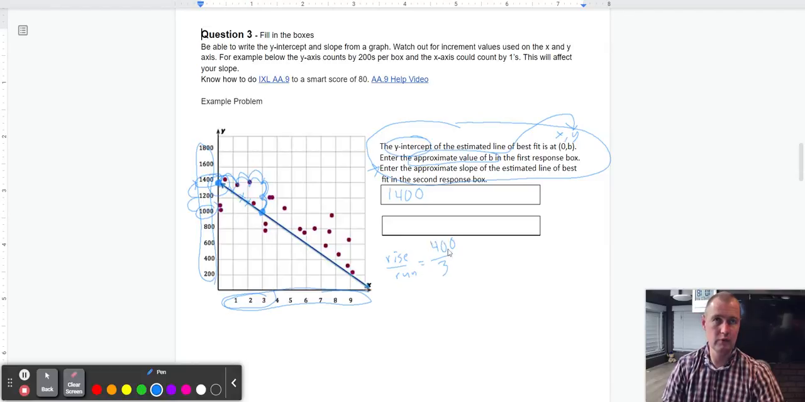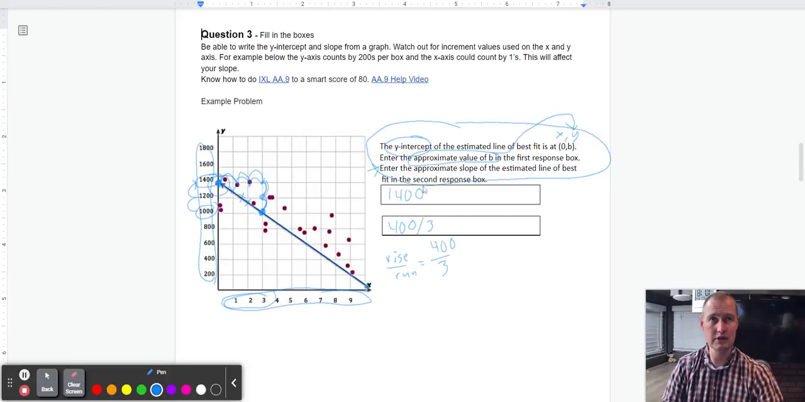Now, before you put 400 over 3, ask yourself, can you simplify it? And 400 divided by 3 is not a very good number. It's not very simple. So we can leave that in simplest form as 400, and you're going to put the forward slash over 3. So use the forward slash when you need to enter a fraction. And that's going to be it for question 3.